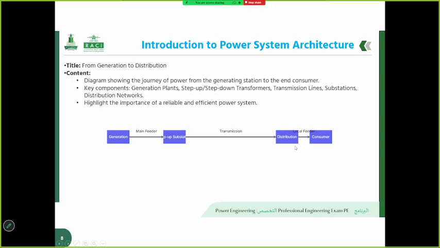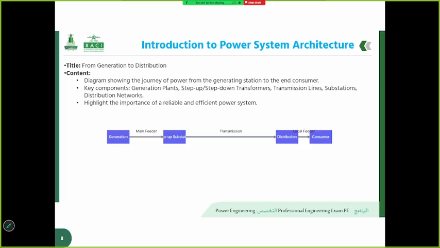modern utility networks. So the power system is a complex and interconnected network responsible for delivering electricity from where it is generated to where it is consumed. This process is often referred to as the journey of electricity. It begins at generation plants where various energy sources such as fossil fuel, nuclear power, hydropower, and renewables like solar and wind are converted into electrical energy.